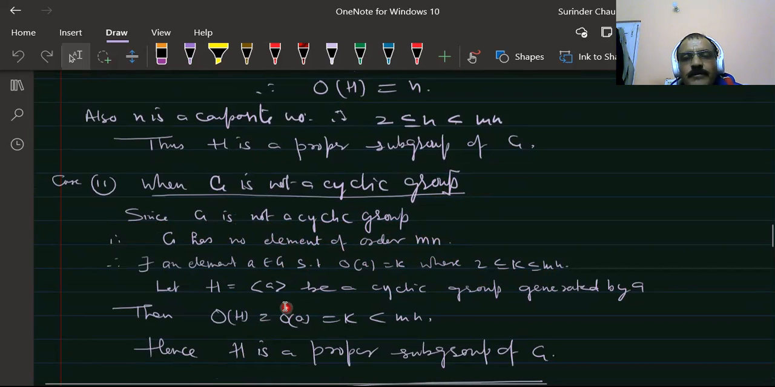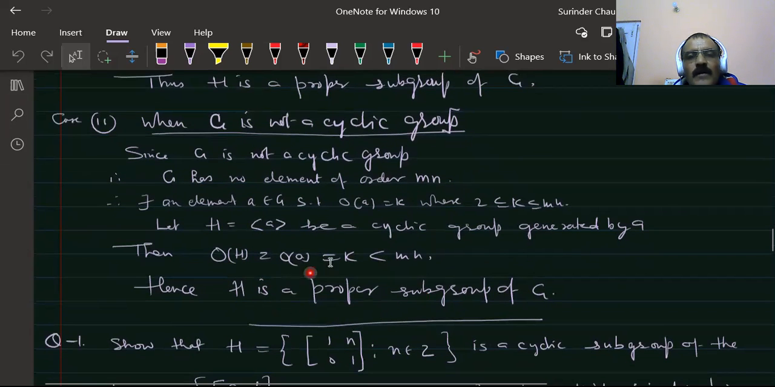Let H be the cyclic group generated by a. Thus, the order of H is equal to the order of a, which is equal to k, which is less than mn. If G is not a cyclic group, then G has no element of order mn. If there is an element belonging to G of order k, with k less than mn and greater than 2, then H, the cyclic group generated by a, has order k, which is less than the order of G, so H is a proper subgroup.